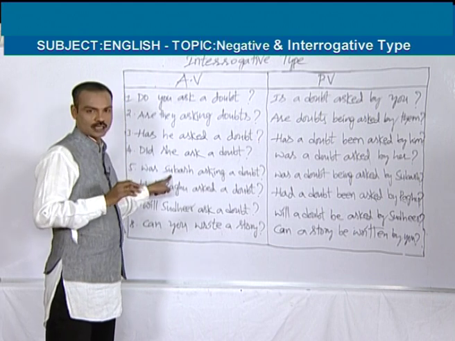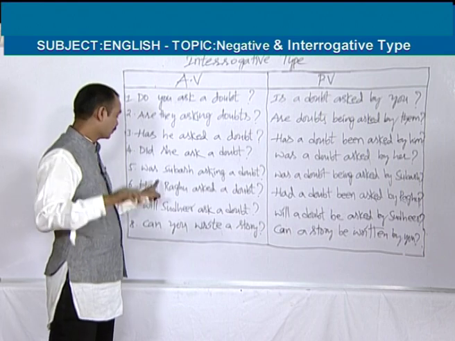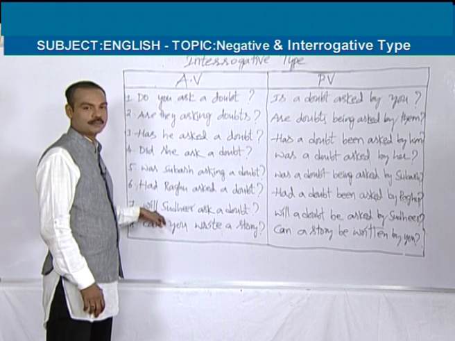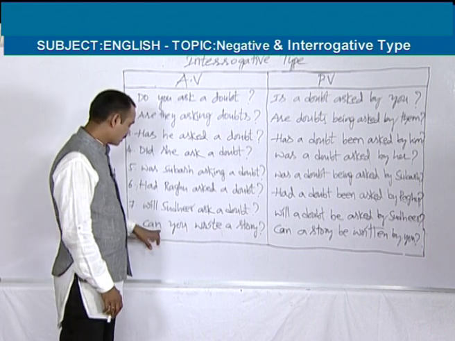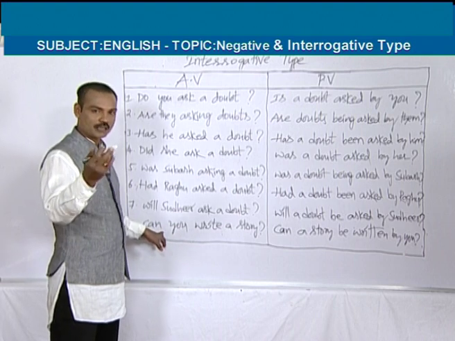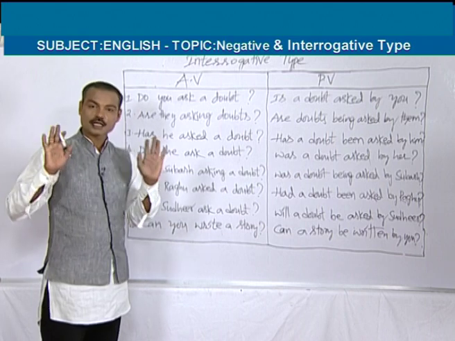This is from past continuous. In past continuous, there are two helping verbs. They are was and were. In past perfect tense, there is only one helping verb, that is had. This is simple future, will. These are from modal verbs: can, could, will, would, shall, should, may, might, like that, even must. So this is the table of interrogative type.